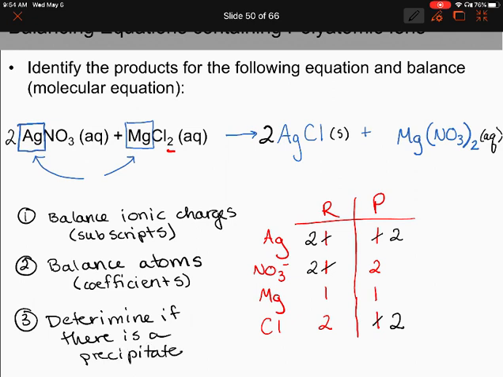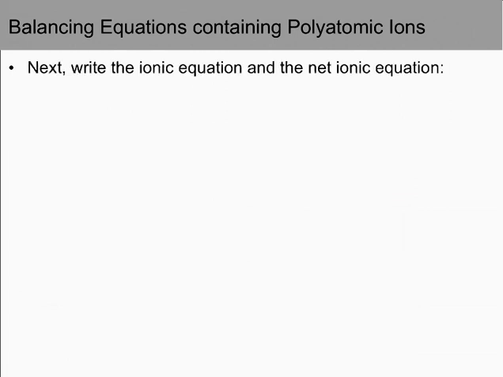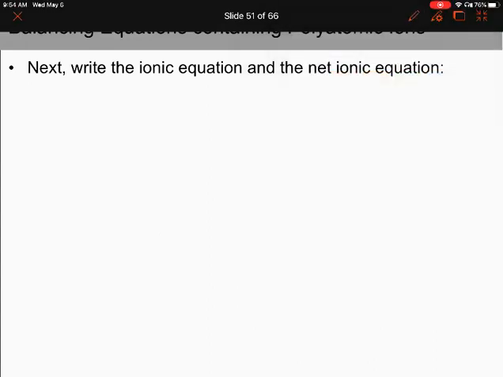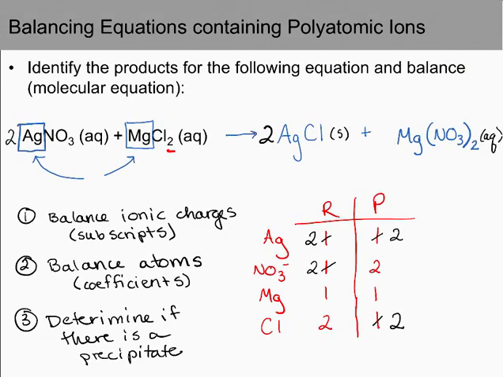And so for that, we would use our solubility rules. All right, so now the next step would be to write the ionic equation and the net ionic equation. All right, so let's start by figuring out what was aqueous. So silver nitrate and magnesium chloride were both aqueous reactants. So we're going to write out all of those ions separately.